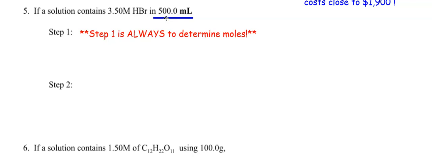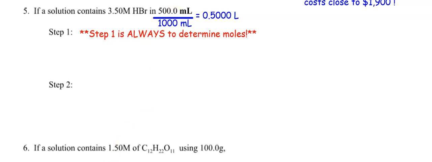So how do I go from milliliters to liters? Do you remember what milli means? It means 1,000. So if I divide 500 by 1,000, what's that equal to? 0.5000 liters. Why so many zeros? Because there's all those zeros there. That last zero is significant, by the way.